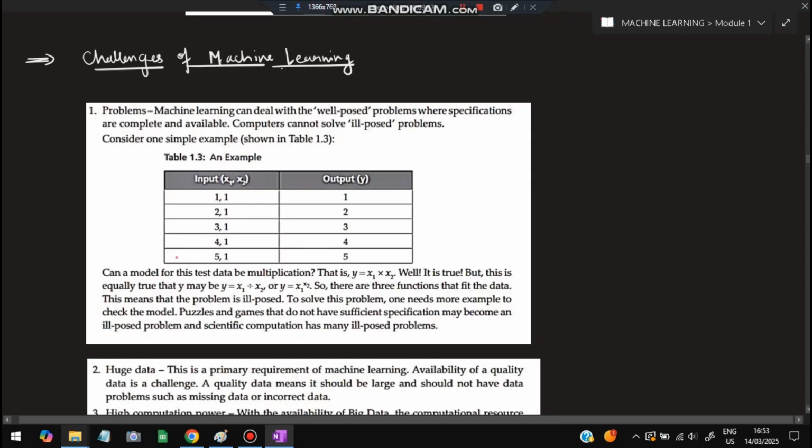Okay, why? Because suppose that this is an example. Here you can see two numbers, x1 and x2: 1 1, 2 1, 3 1, 4 1 and 5 1. Now the output should be, if 1 1 is given, the output should be 1. If 2 1 is given, output should be 2; 3 1, 3; 4 1, 4; and 5 1, 5.